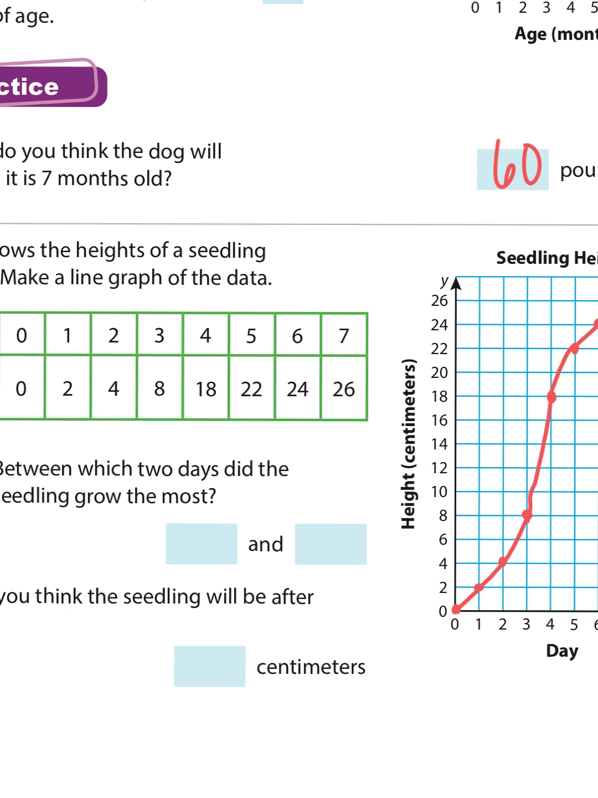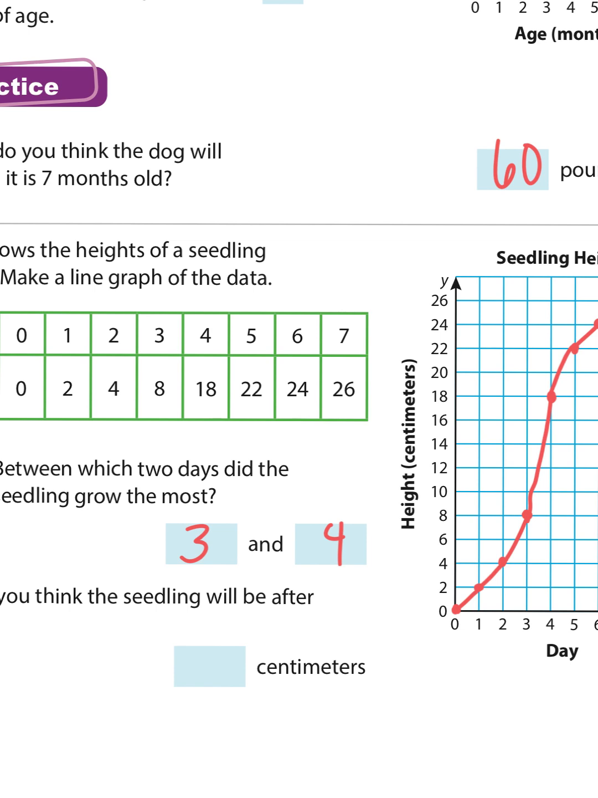Okay, between which 2 days did the seedling grow the most? Looking at this data, everybody needs to be looking at their paper or at the board. 3 and 4. Between days 3 and 4 is my sharpest jump from here to here. All right, so when it says between which 2 days did the seedling grow the most, I am looking at where the largest jump is. So from 3 to 4. So I'm going to list my answer right here between days 3 and 4.